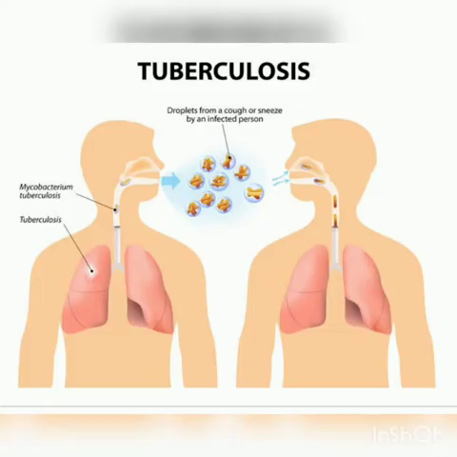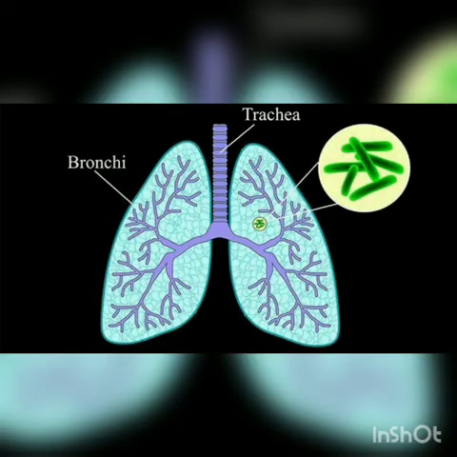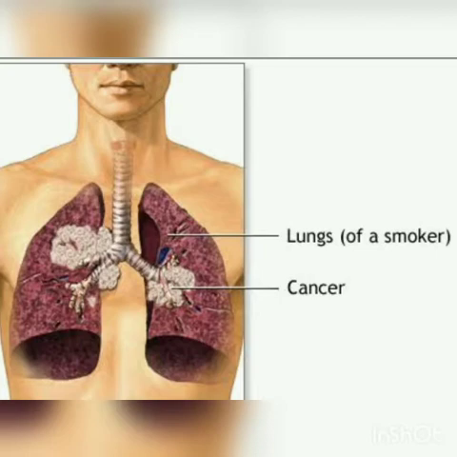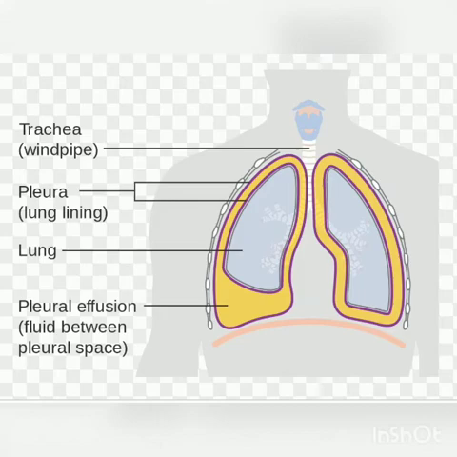Next is tuberculosis. Tuberculosis is caused by Mycobacterium tuberculosis. This infection mainly occurs in the lungs and bones. TB can be in the lungs and also in the bones. Collection of fluid between the lungs and the chest wall is the main complication of this disease. There is a covering around the lungs, that is called the pleura. Fluid collects in that pleura. So collection of fluid between the lungs and the chest wall is called pleural effusion.